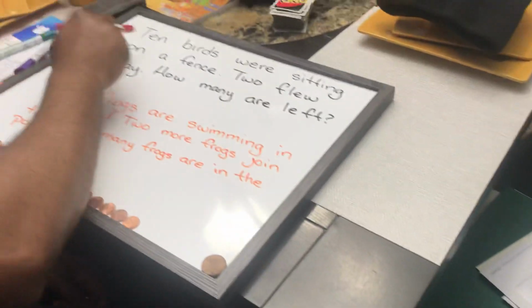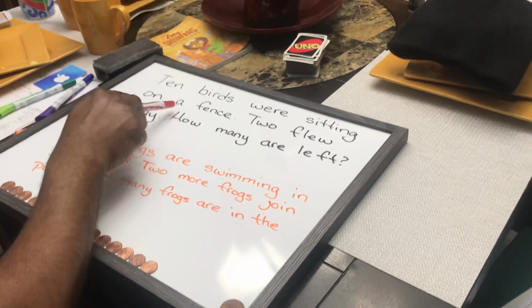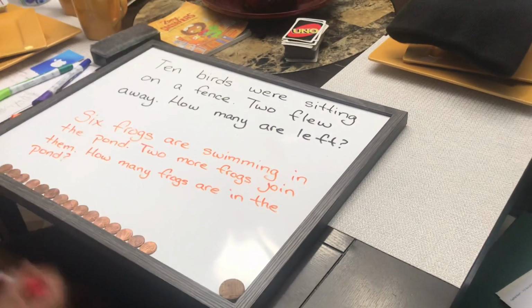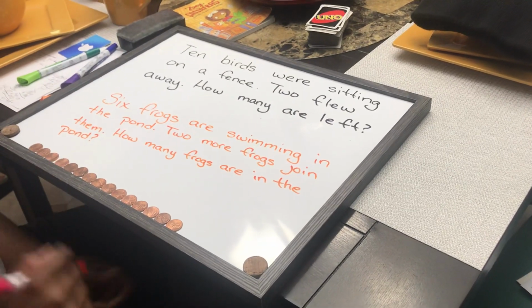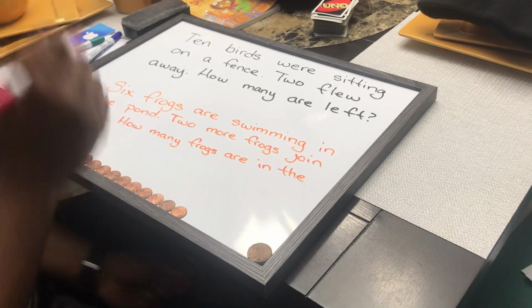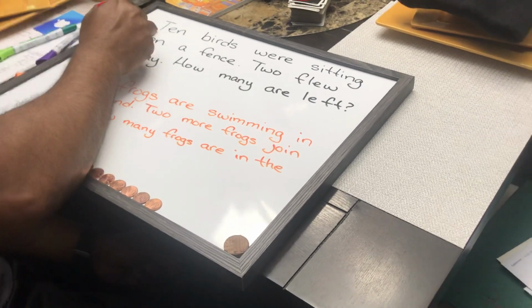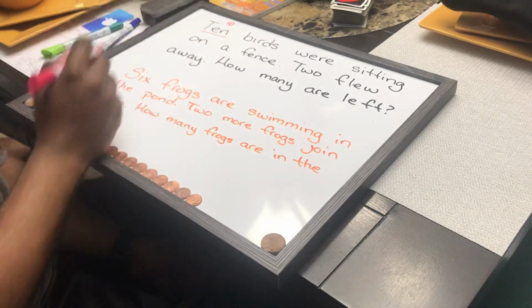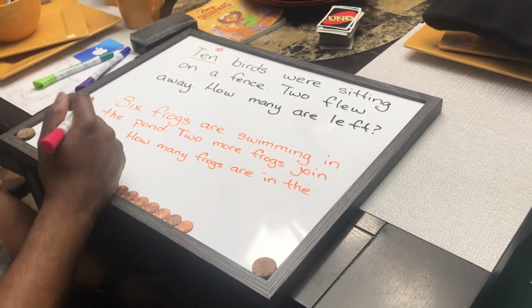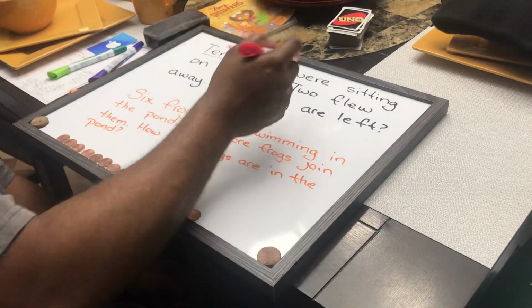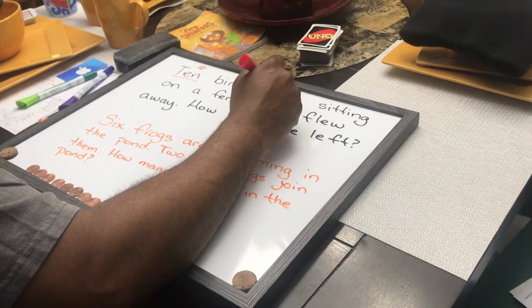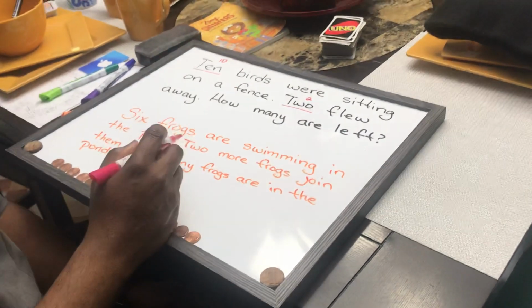It says 10 birds were sitting on a fence. 2 flew away. How many are left? So you already know the first thing that I'm going to do is I always underline my numbers, 10. And I'm going to write up above it, T-E-N, I know spells 10. So I'm going to write that number 10. Same thing with 2. T-W-O spells 2. So I'm going to write above it the number 2.